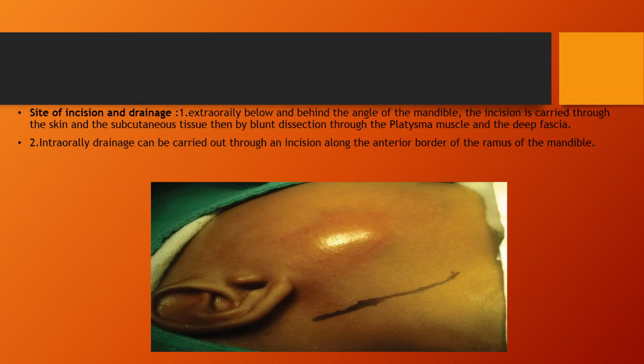Site of incision and drainage is extraorally, below and behind the angle of the mandible. The incision is carried through the skin and subcutaneous tissue, then by blunt dissection through the platysma muscle and deep fascia. Intraoral drainage can be carried out through an incision along the anterior border of the ramus of the mandible.